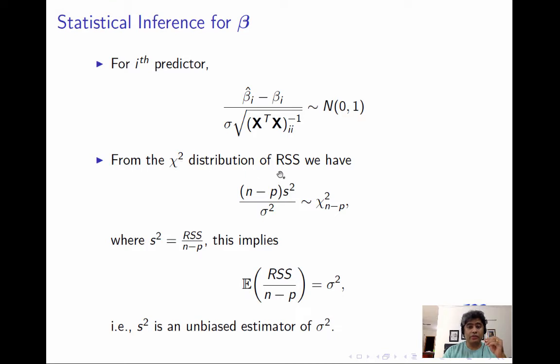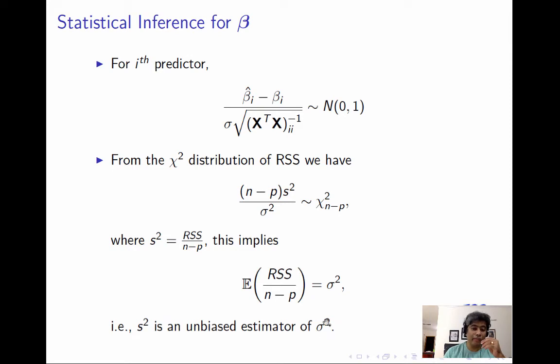Now from the chi-square distribution of the residual sum of squares, we can write that (n minus p) times s square by sigma square follows a chi-square distribution with n minus p degrees of freedom, where s square is basically the residual sum of squares divided by n minus p. That is how we are defining s square, which implies the expected value of RSS divided by n minus p, or the expected value of s square, is sigma square. You can show that from this result. That is, this estimator is an unbiased estimator of sigma square.